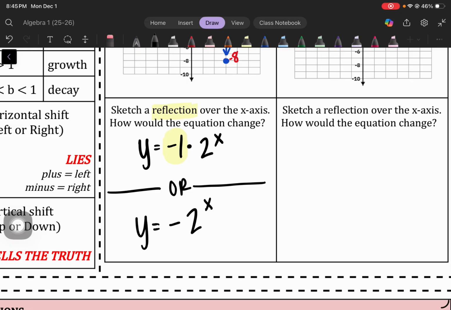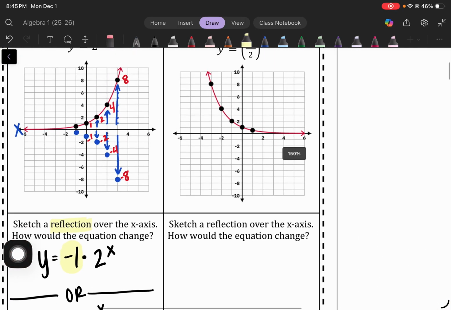Okay, so don't forget that when we write our equations, sometimes we can't see that letter A. Sometimes it looks like it's just the parent function, but there's technically that -1 in front of that 2 to the x. Okay, let's take a look again on this side.